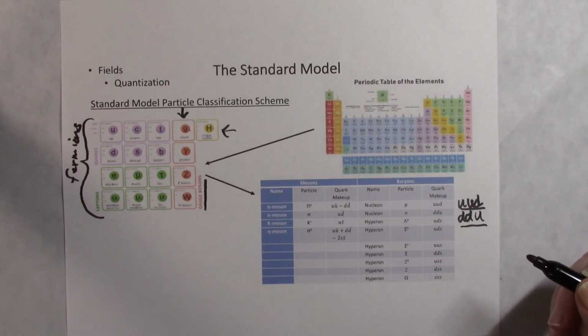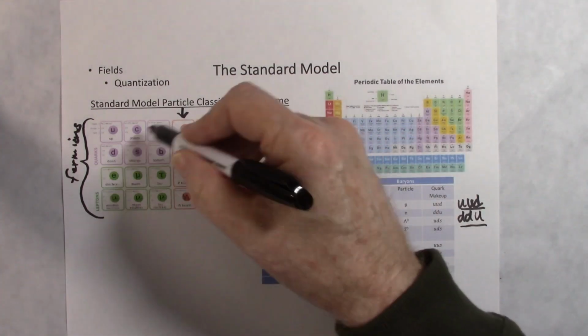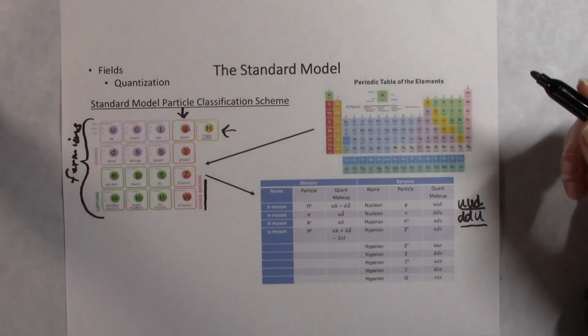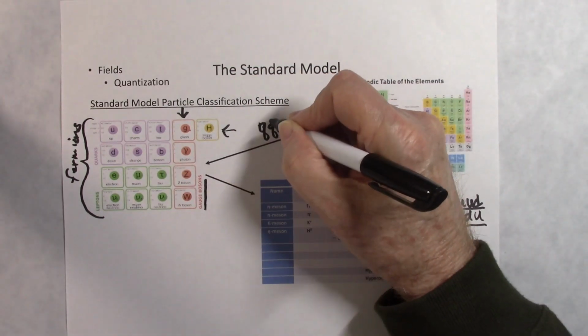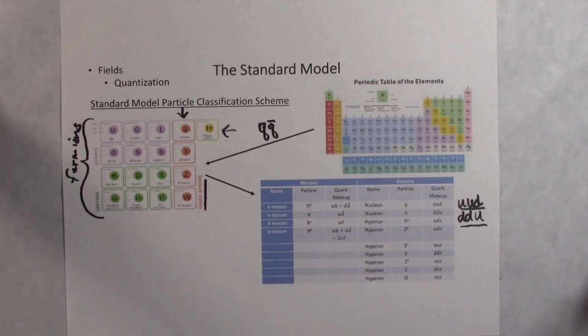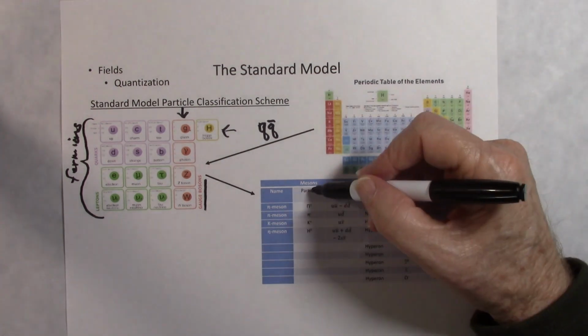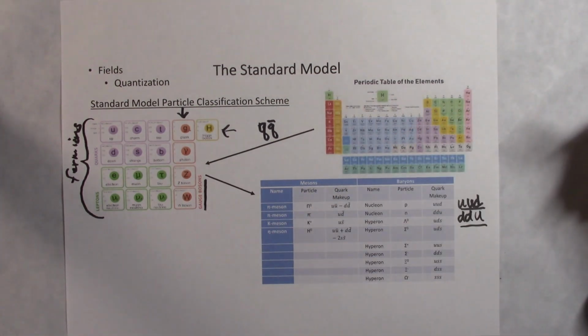We can make a boson out of 2 fermions. In fact, the mesons, you don't see mesons in the particle classification scheme either. If you put a quark and an anti-quark together, you create a boson. And you can see some mesons here that are a combination of quarks and antiquarks.